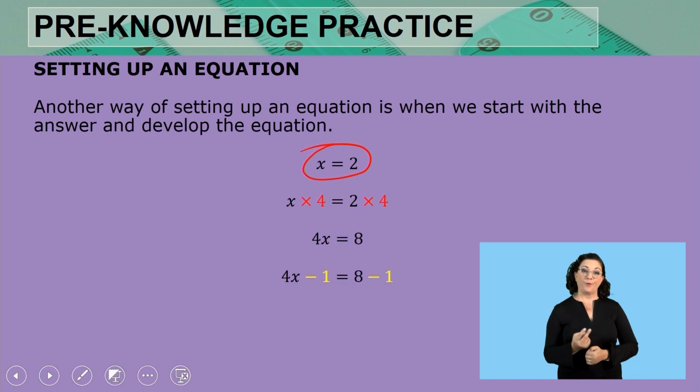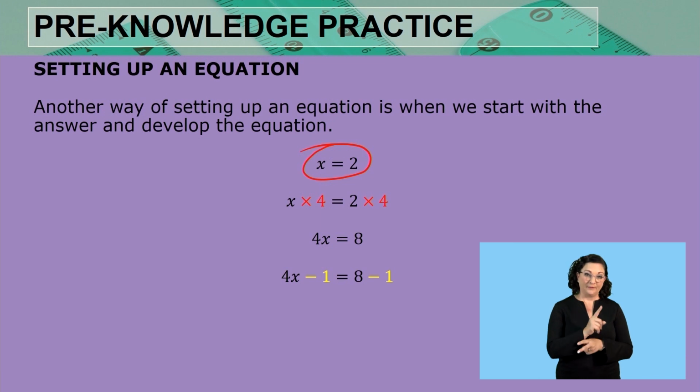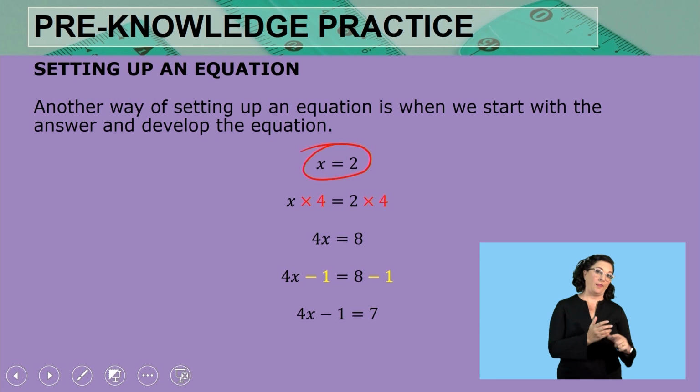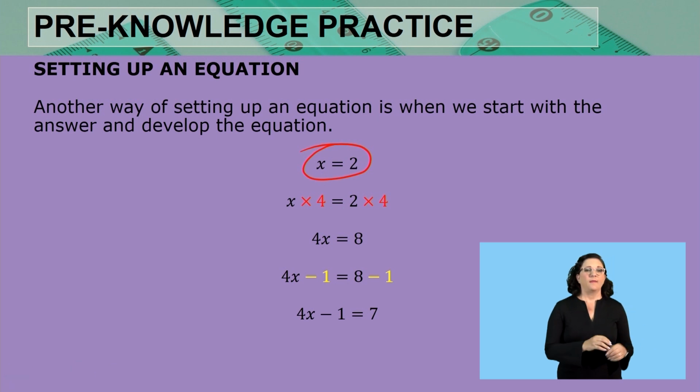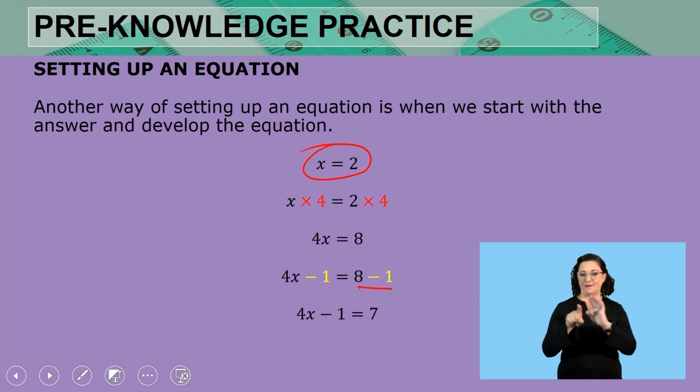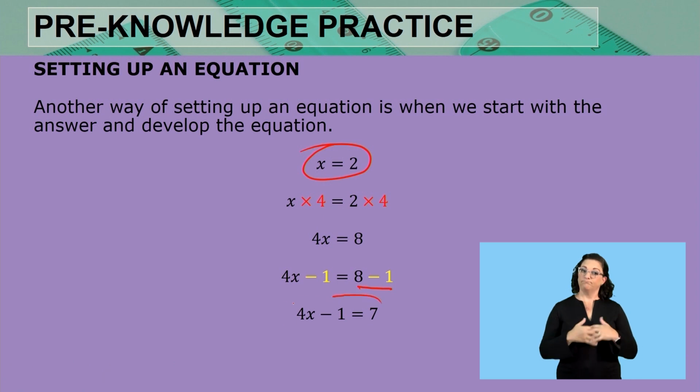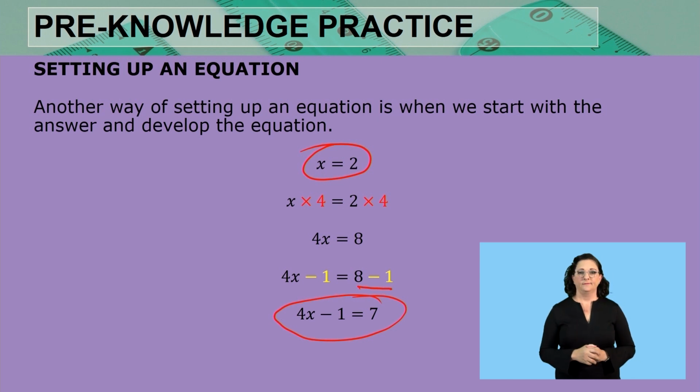Then from both sides again, we are going to subtract 1. So when I subtract 1 from both sides, on the left-hand side I have 4x minus 1, which means a number multiplied by 4, and then 1 is subtracted from that product. What does it give me on the other side? It gives me 7. And where does the 7 come from? It comes from the previous step, which is 8 minus 1. Now we've set up an equation, and that equation is 4x minus 1 is equal to 7.